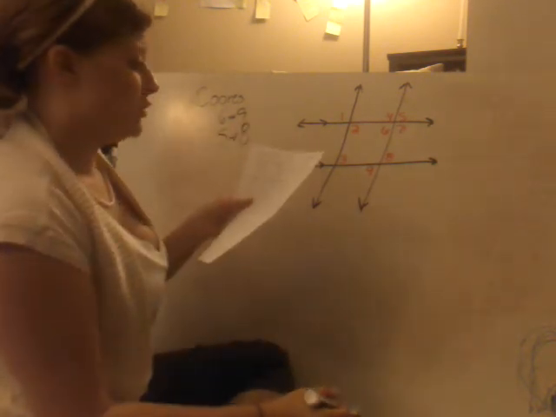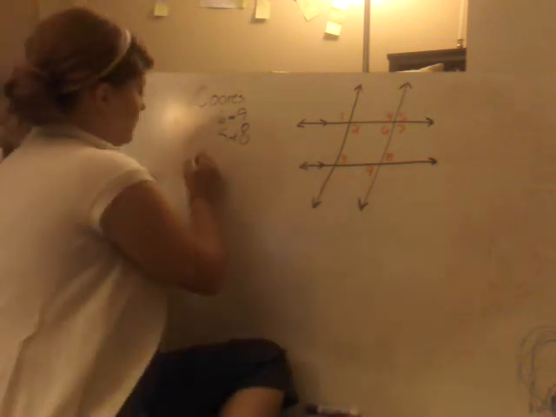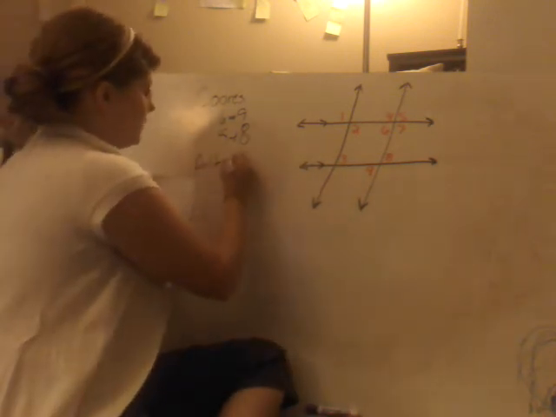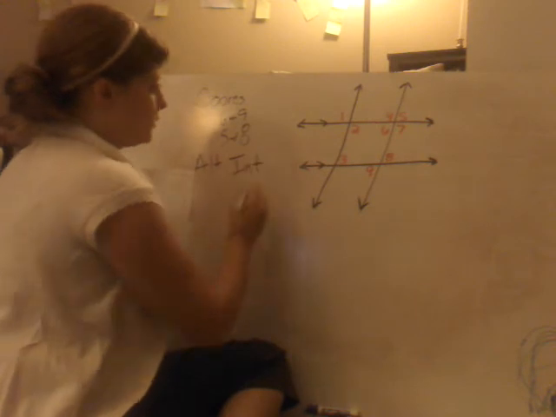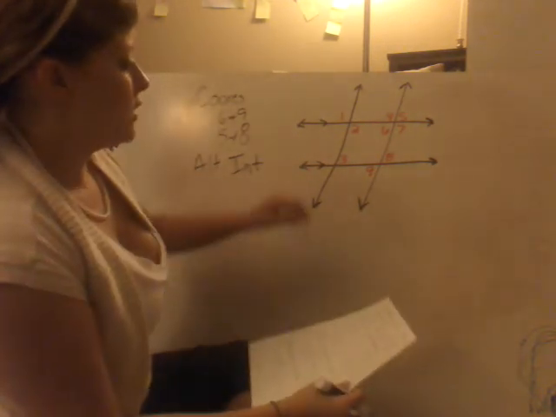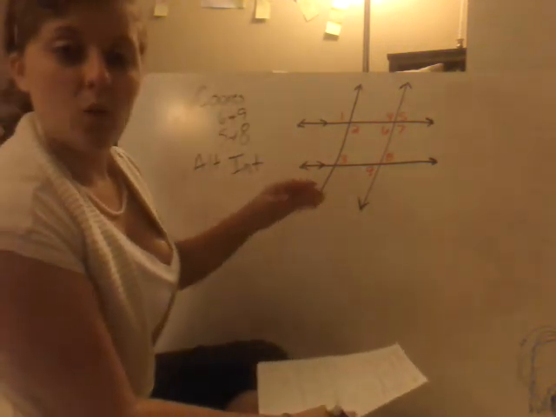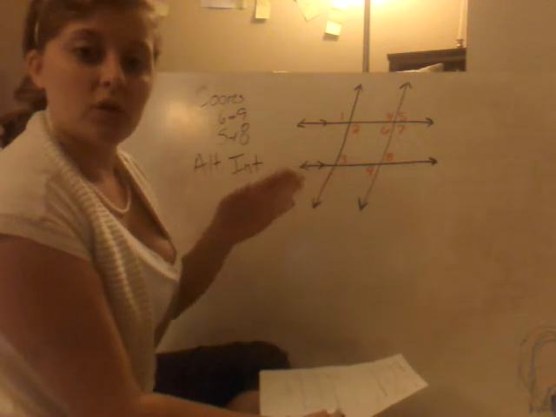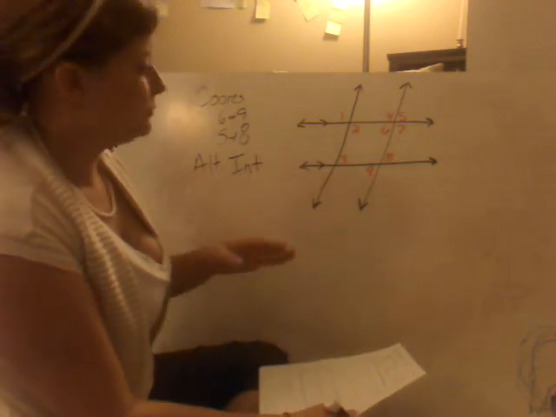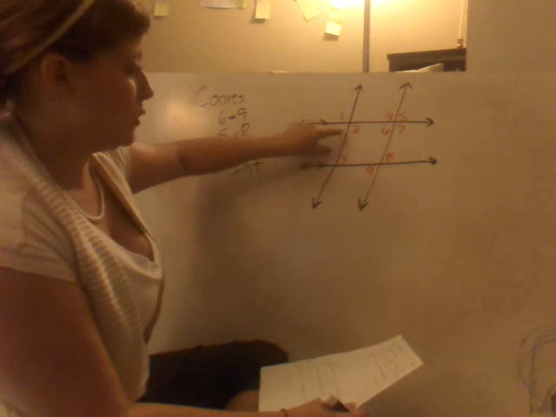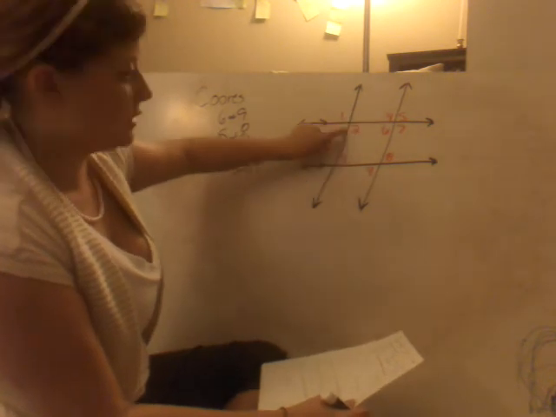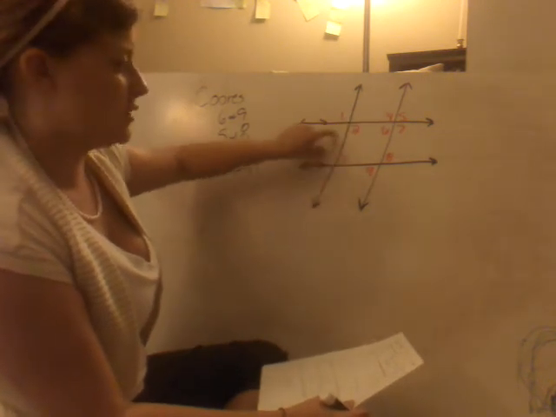Next step, I have alternating interior angles. So alternating interior. So that means they both need to be inside, and one needs to be on the left side of the transversal, and one needs to be on the right side of the transversal. So I got nothing here, which means this one's totally out, because then one has to be on this side and one has to be on this side, so that's fine.